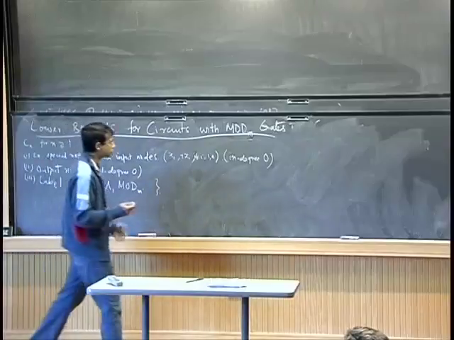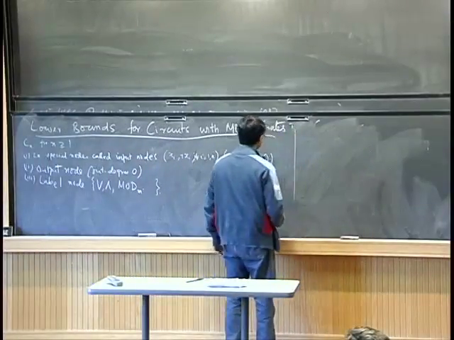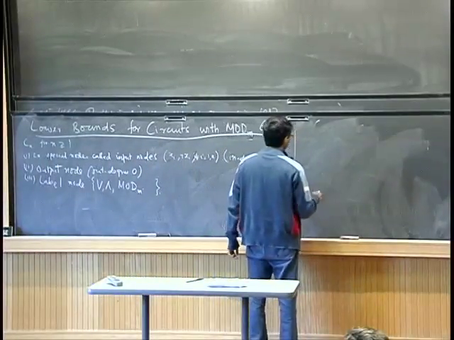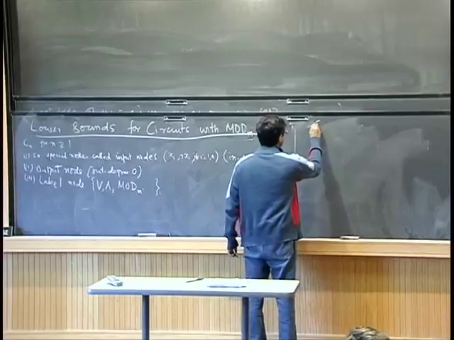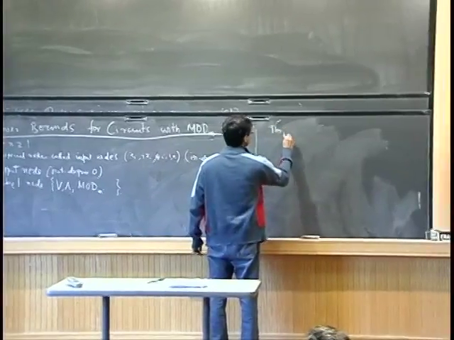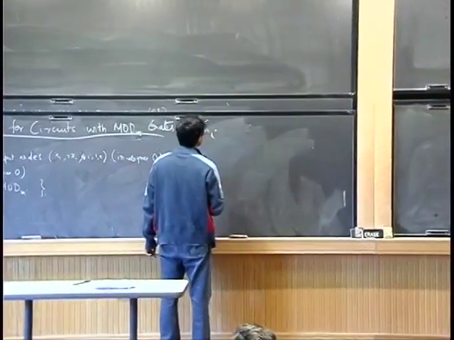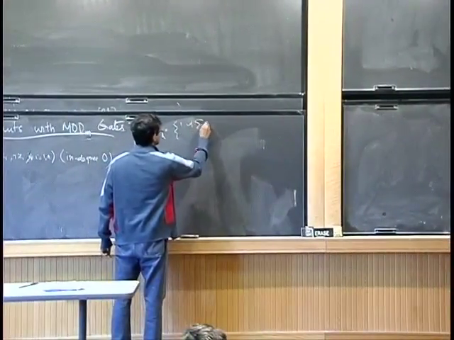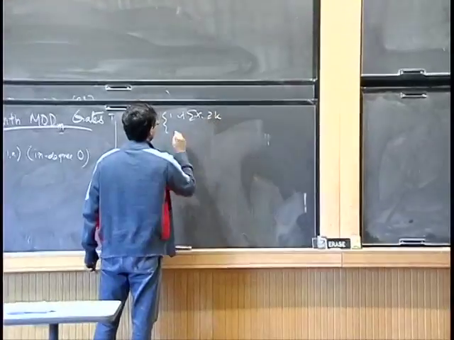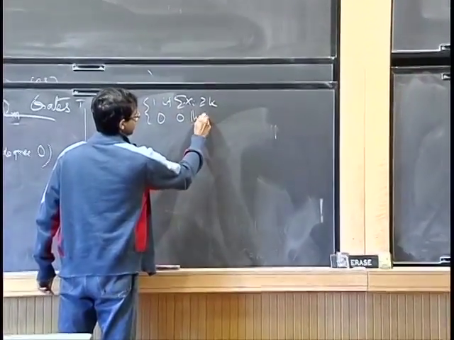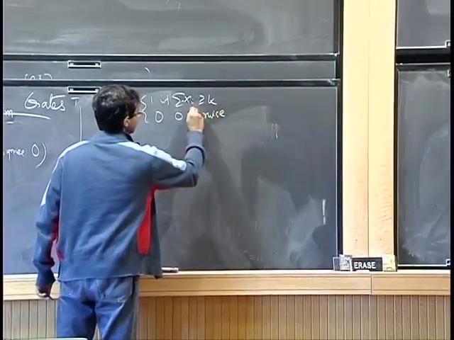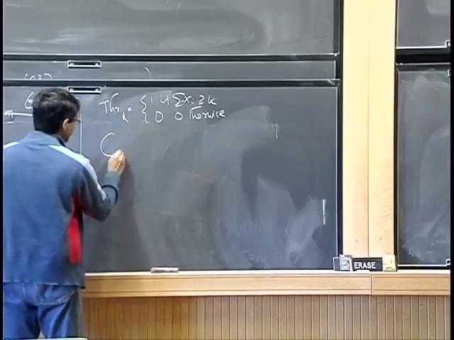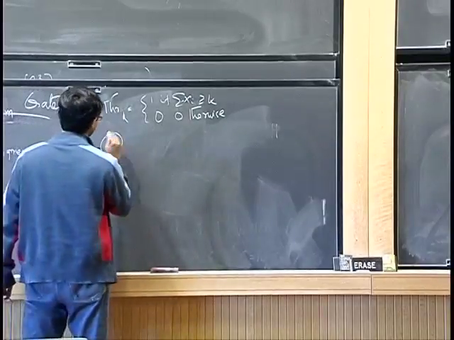Just to be sure that we understand what I mean by this, define the threshold k function, which is defined to be 1 if the sum of the input bits is greater than or equal to k, and 0 otherwise. So here is a depth 2 circuit for that.